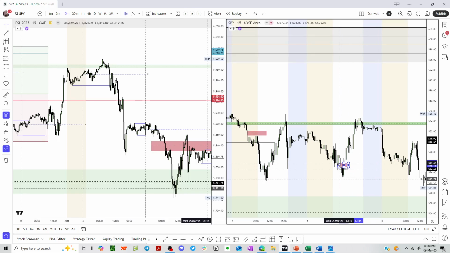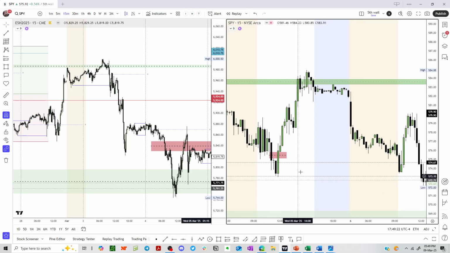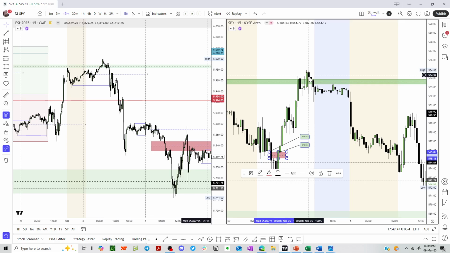Not quite. Not quite. Took off. Let's see. 575.85 and 575.82. That's good. So it did trade into it. All right. So that would be an inverted fair value gap. Trading back into here. Run on stops. Got a break in market structure here.